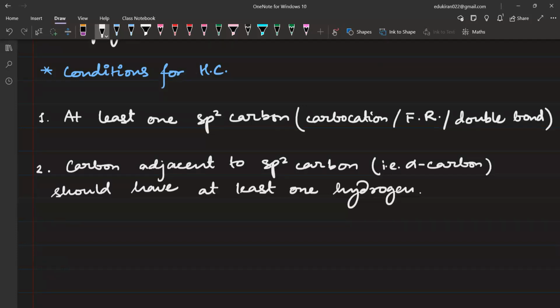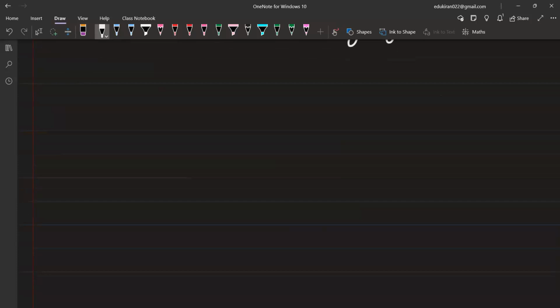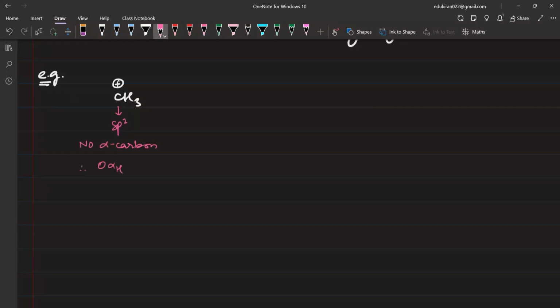See here. We're going to look at some examples. If you see CH3 positive, then you can see that this is the sp2 carbon atom. Please don't write anything right now. This is the sp2 carbon, and there is no alpha carbon, therefore zero alpha hydrogen. We don't have any alpha hydrogens here, right?